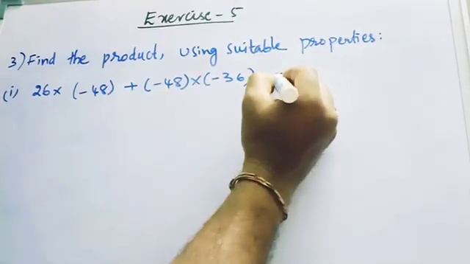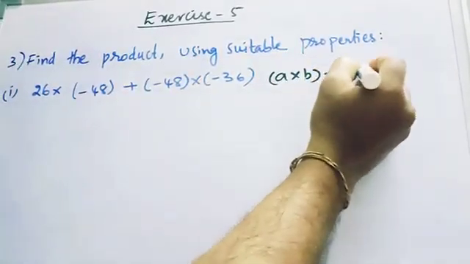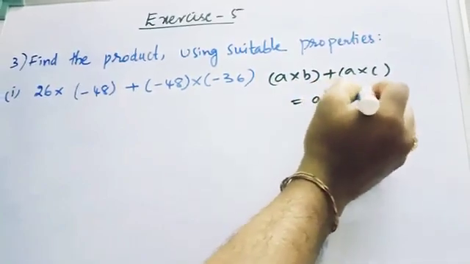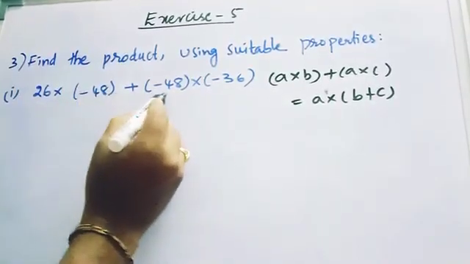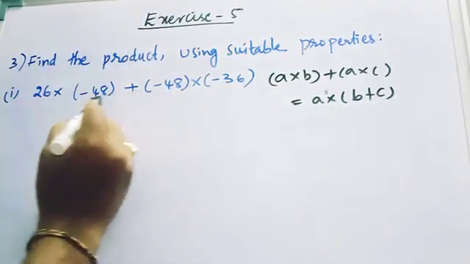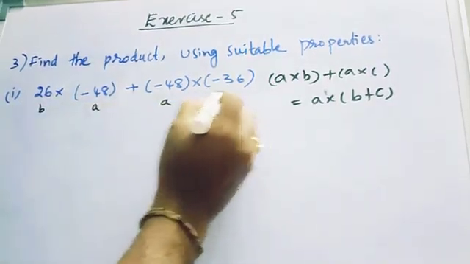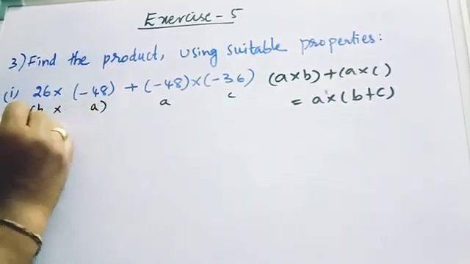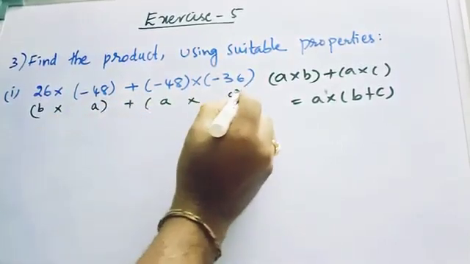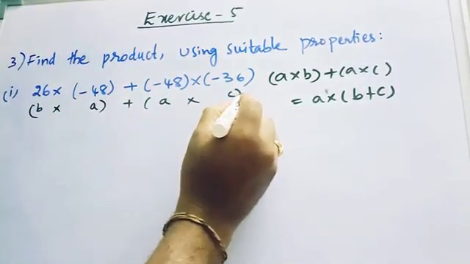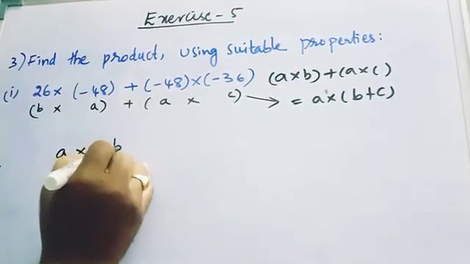So already we know the distributive property, A into B plus A into C, which is equal to A into B plus C. So now you can compare the problem with this property. See here, minus 48 is common in the two terms, so you can define it as the A value and you can take this B and C. So now from A into B plus A into C, you will get A into B plus C.